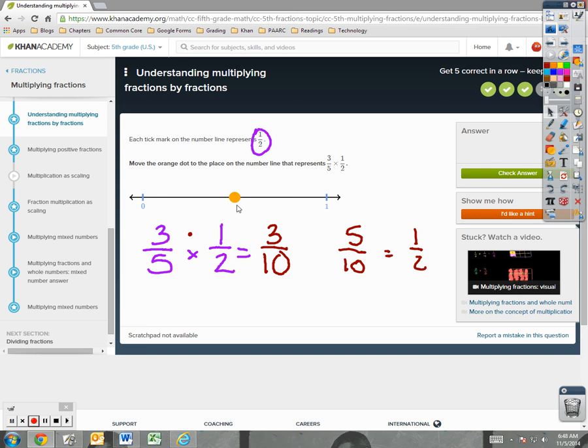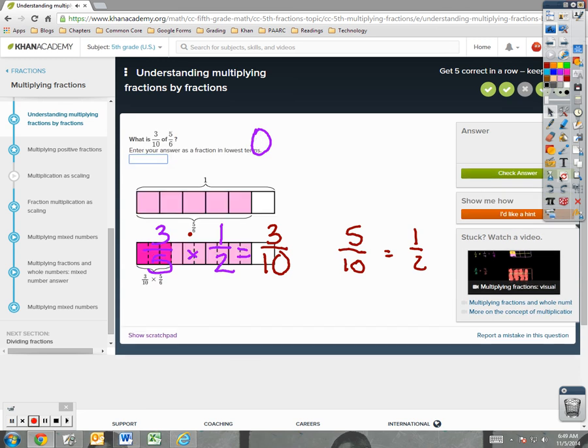Awesome. Now, actually, I'm sorry. These are not moving by fifths, they're moving by tenths. 1/10, 2/10, 3/10, 4/10, 5/10. There we are. And then 6/10, 7/10, 8/10, 9/10, 10/10, which is the same as 1/2. Now my product for 3/5 times 1/2 was 3/10. So we need 1/10, 2/10, 3/10.